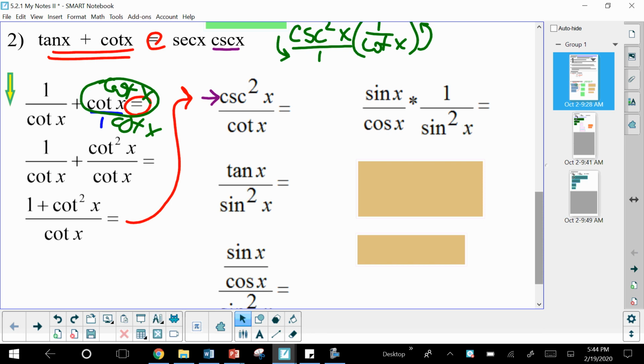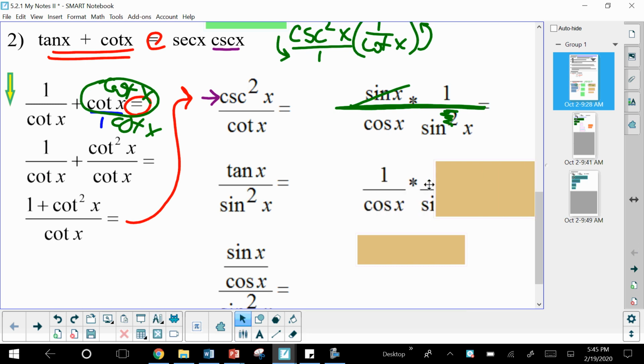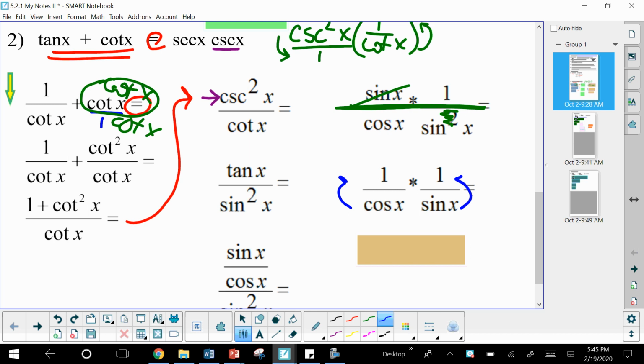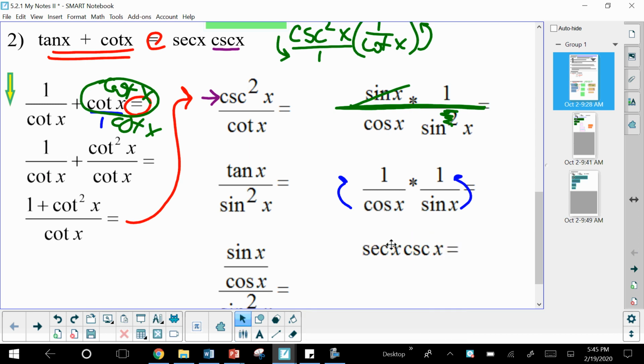Well, since this is a multiply problem, I can technically multiply straight across here. And you should be able to see that sine x will cancel out with sine squared x. So now I'm left with 1 over cosine x times 1 over sine x. Pause again. Look at your right-hand side of your problem. I need to get a secant x and a cosecant x. And from here it's pretty obvious because we can just use the reciprocal rules. So using the reciprocal rule here and the reciprocal rule here, we should end up with secant x, cosecant x.